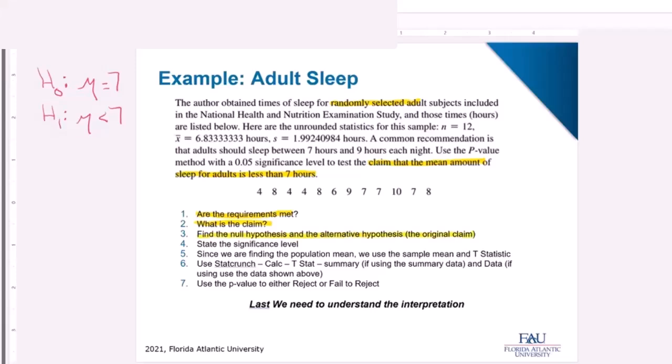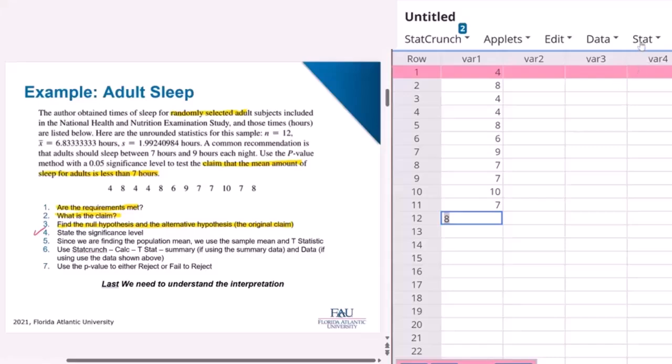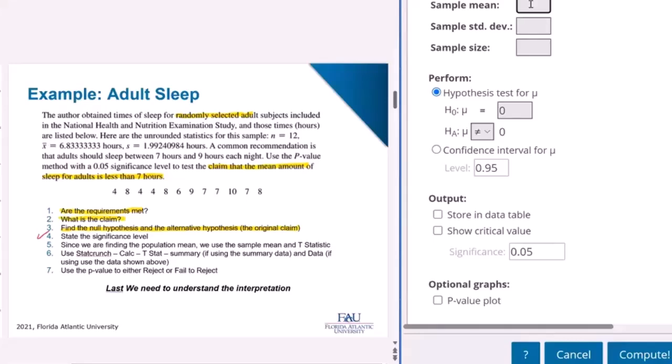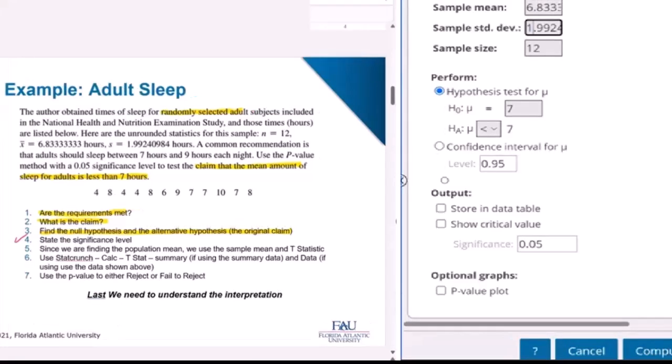We have our significance level. Our significance level alpha is equal to 0.05. Since we are finding the population mean, we use the sample mean and t-statistic. Go to Stat, T Stat, One Sample with Summary, because all my summary is right there. I know my sample mean is 6.8. Sample standard deviation is 1.99240984. And my sample size is 12.